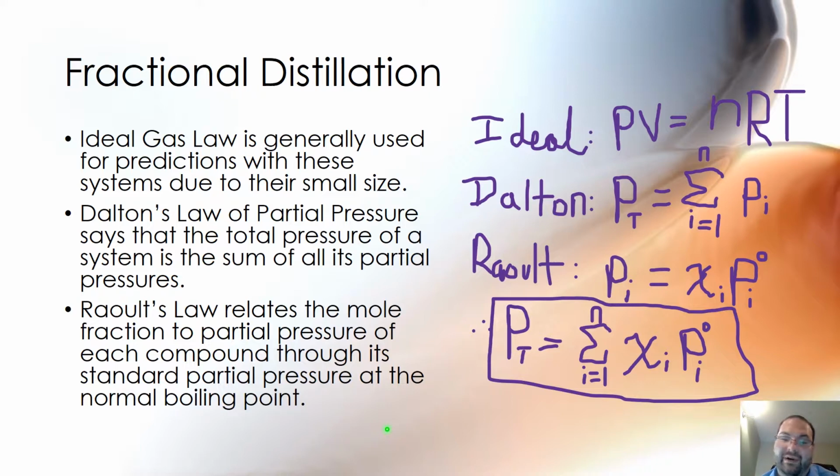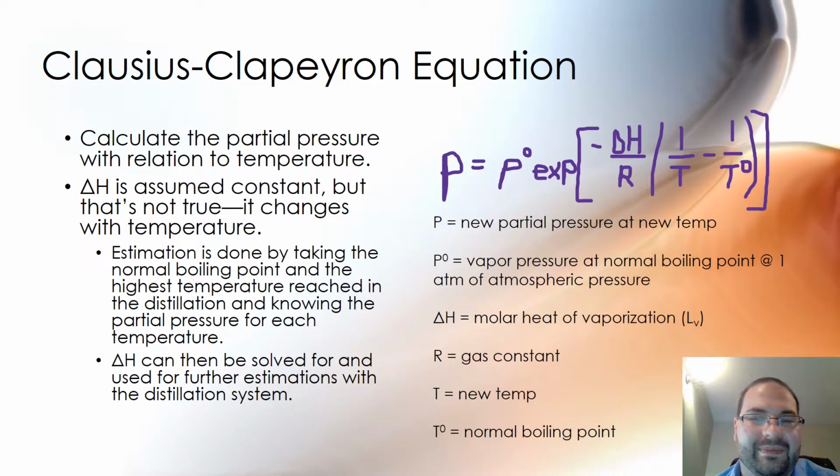And there's only one formula in all of chemistry that relates partial pressure to temperature change. And we're going to go over that next. It's the Clausius-Clapeyron equation.